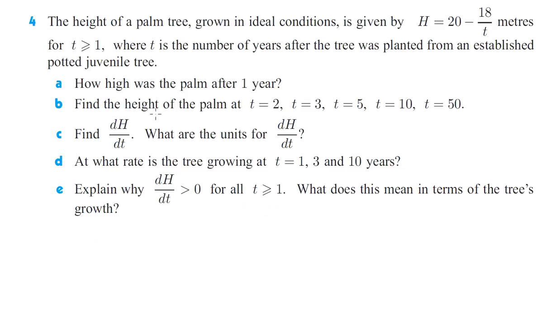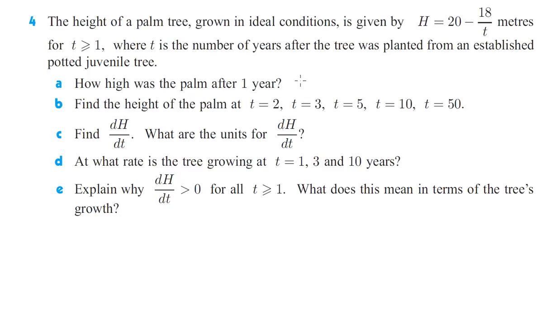All right, number 4. We've got this equation for the height of a palm tree, where the height is in meters and t is the number of years after the tree was planted, and this equation only works when t is greater than or equal to 1. So it's only after 1 year. Okay, from an established potted juvenile tree. All right, so how high was the palm after 1 year?